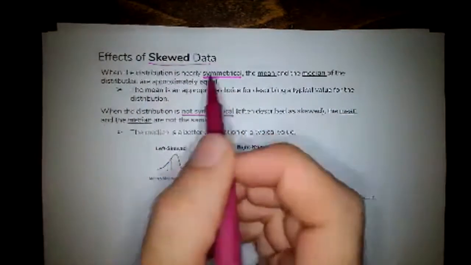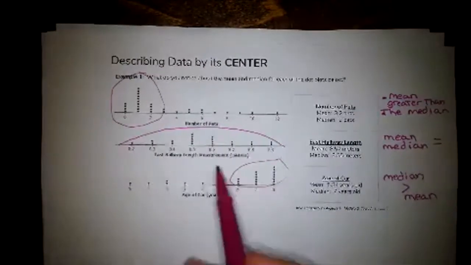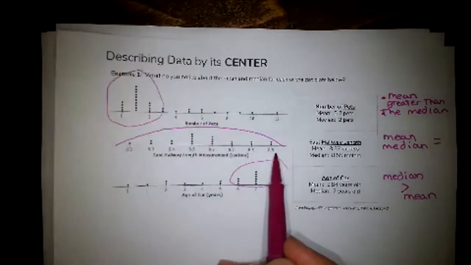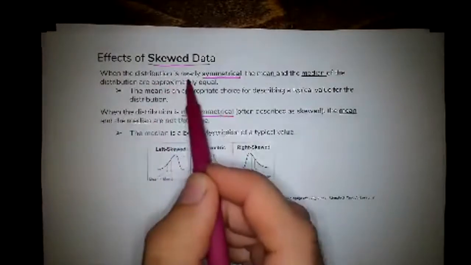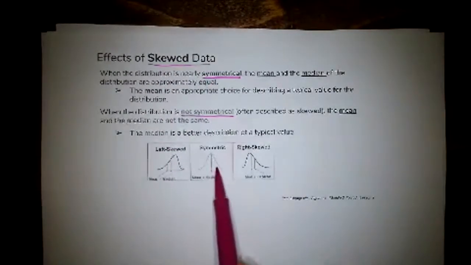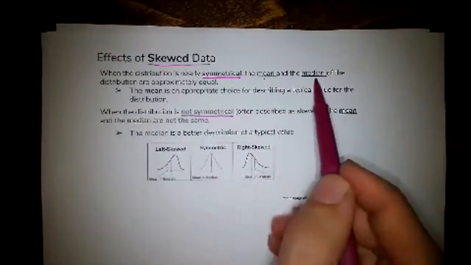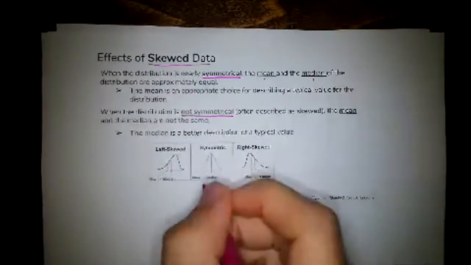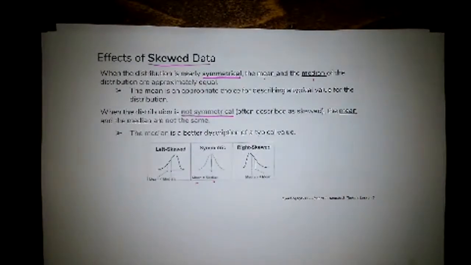So remember when I showed you this guy? This one right here, because it's even, it's balanced, it's symmetrical. So when the distribution is nearly symmetrical, where it's very even, it's almost mirrored, the mean and the median are approximately equal. So here, the mean and the median are about equal to one another.